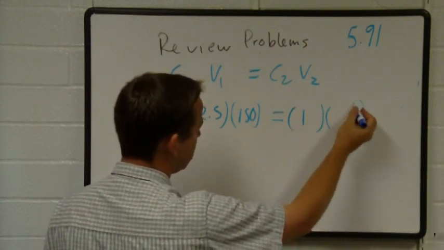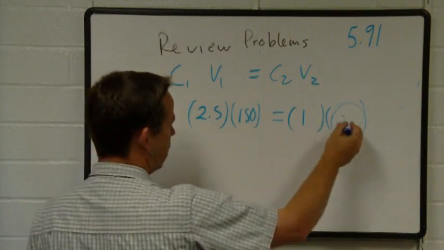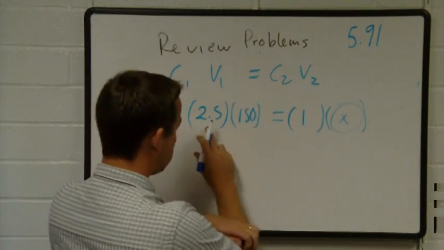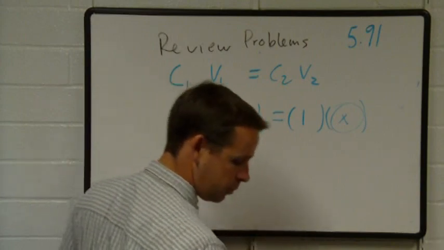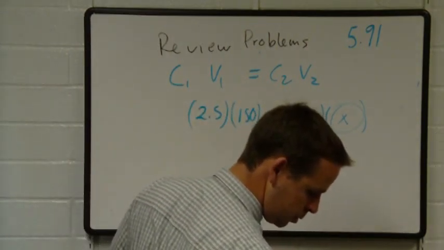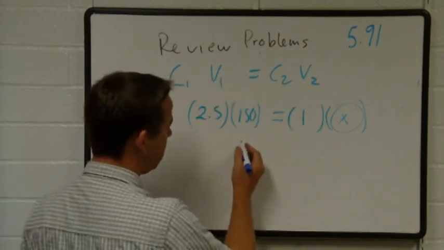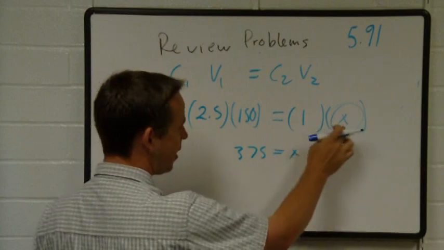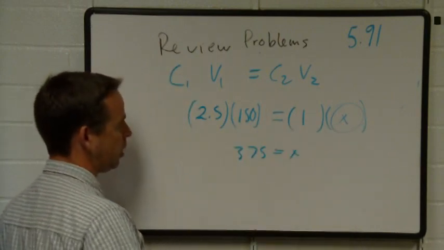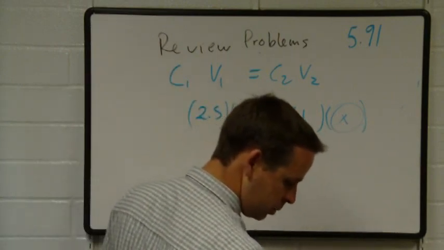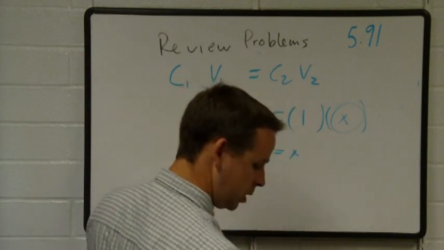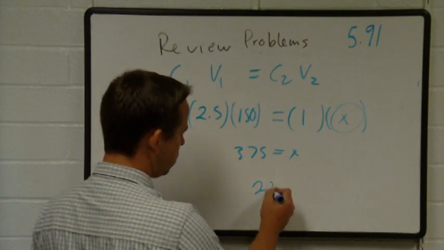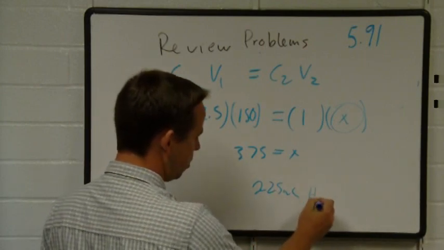So what's the final volume going to be? Now, this is one of those problems where they don't ask us that. So this is 2.5 times 150, 375 divided by 1, so 375, that's what X is, and that's the final volume that you need to have. But that's not what the question is. We take 375 minus how much we initially started with to find out how much water we need to add. So 225 milliliters of water needs to be added.